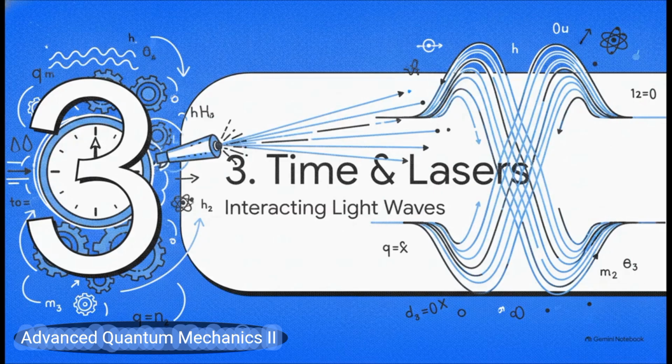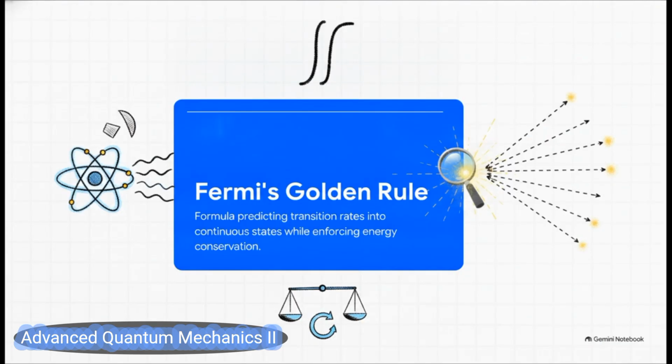Section 3. Time, lasers, and light. Let's explore how all this math builds into the physical technology we use every single day, specifically looking at how quantum mechanics reacts to the relentless march of time and interacting light waves. To figure out how particles transition between states over time when they're being bombarded by radiation, we use Fermi's golden rule. When an atom absorbs or emits light, it transitions into a continuous spectrum of states.